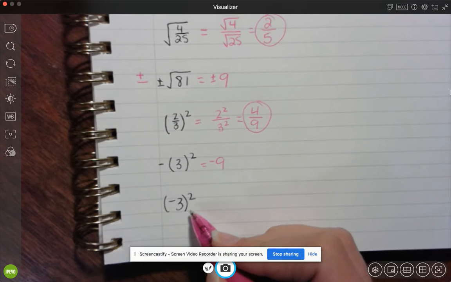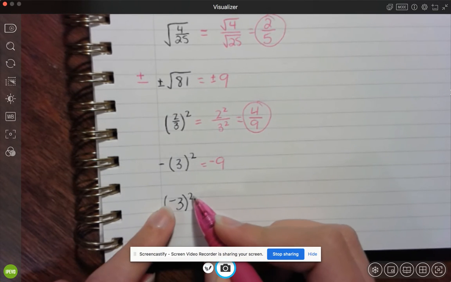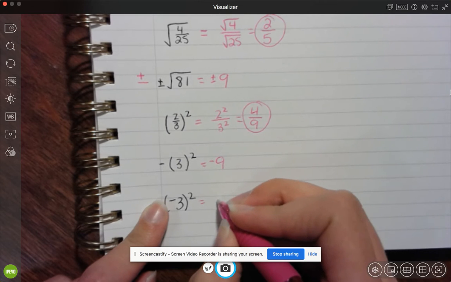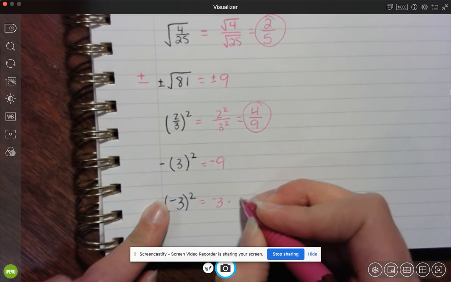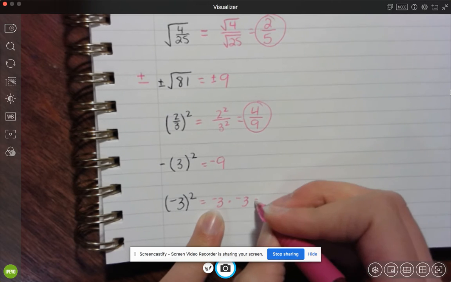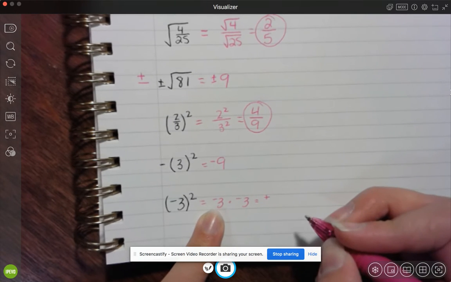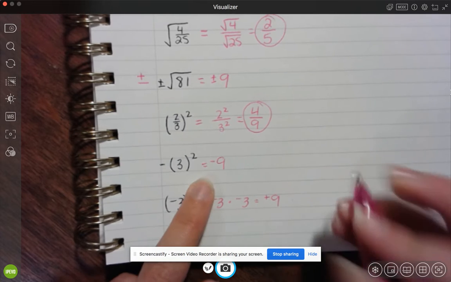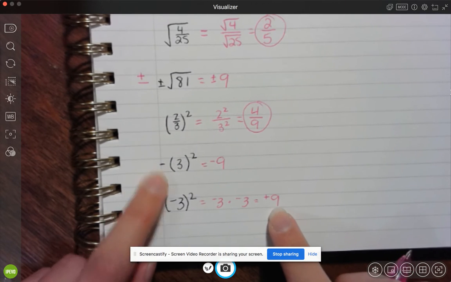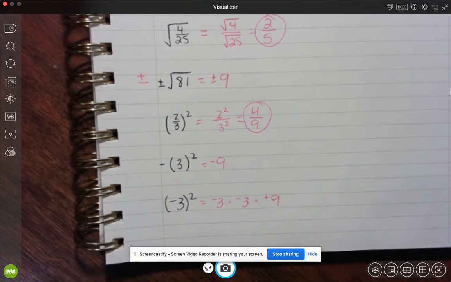On this one though, I'm doing negative 3 itself squared. So that would be negative 3 times negative 3. They have the same sign, so my answer would be positive, and then I do 3 times 3, which is 9. So notice how these are different, okay? Remember that where your negative sign is placed when you're taking a square matters, right?